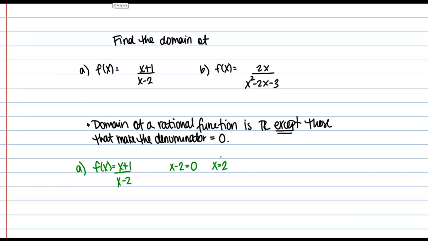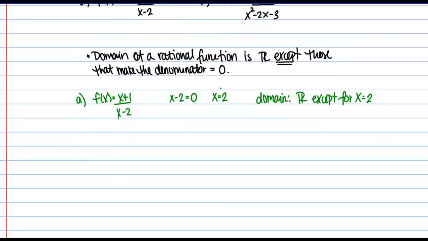So my domain then is all real numbers except for x equals 2. But let's write that in a little bit of a nicer way. Let's use interval notation. So basically, I want to go from negative infinity to infinity, but skip over 2. So I'm going to go from negative infinity to 2, union 2 to infinity. And that's the domain of this rational function.